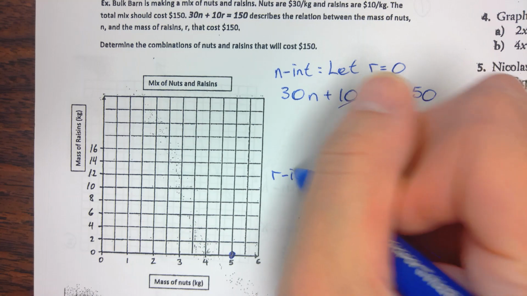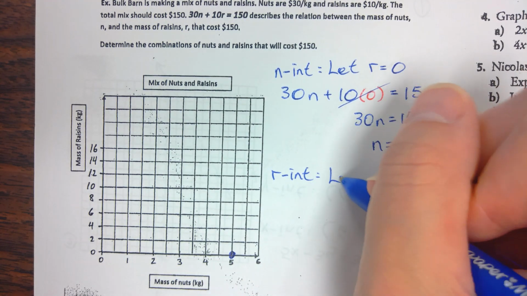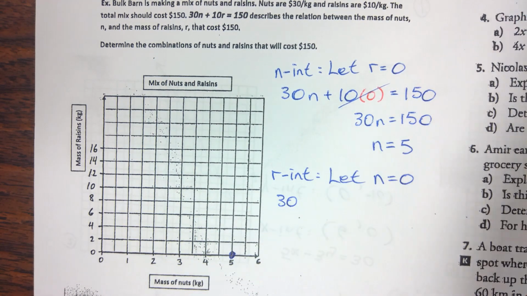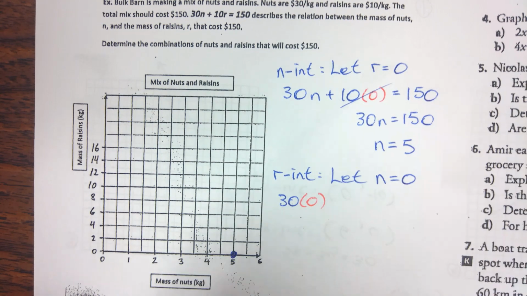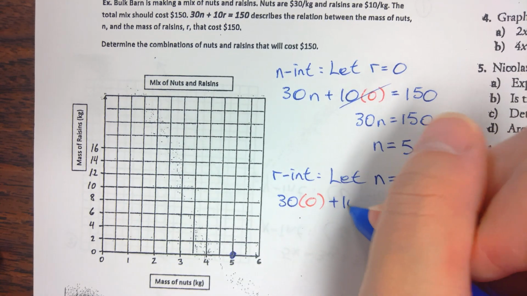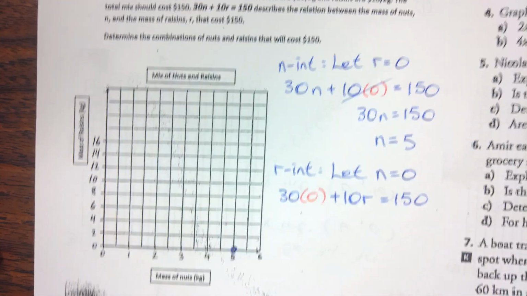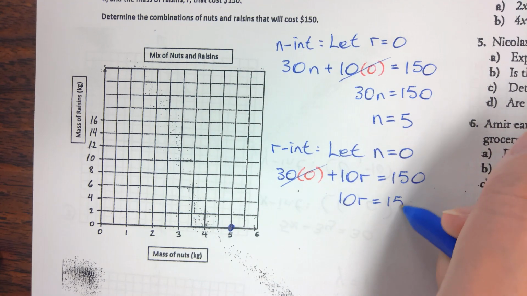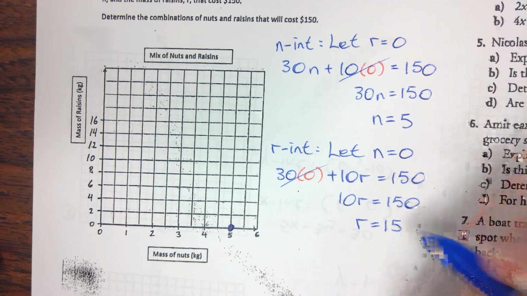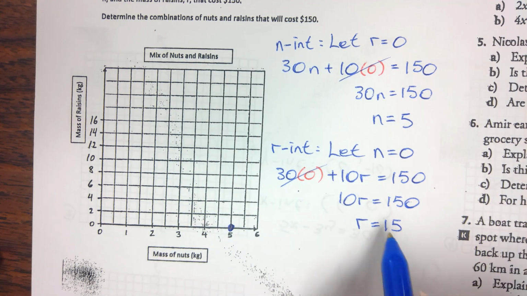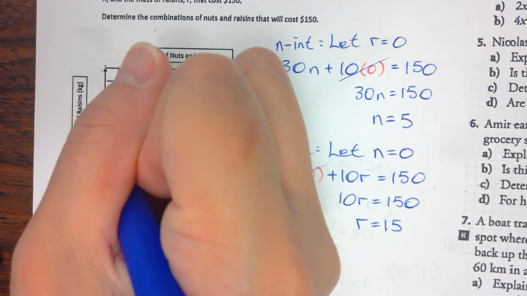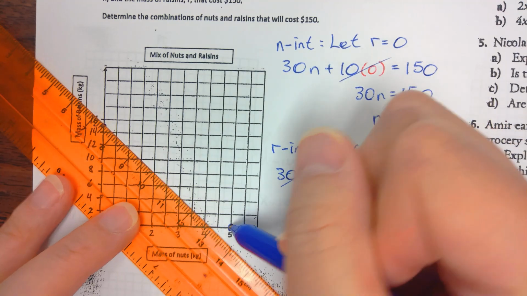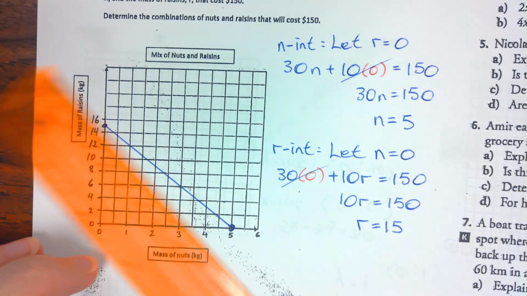Similarly, if I do the r-intercept, I'm going to let n equal 0. So 30 times 0 plus 10r equals 150. Okay, so that's gone. So 10r equals 150. When you divide, r equals 15. So my r-intercept is right here at 0, 15. Okay, connect the dots. There's my line.